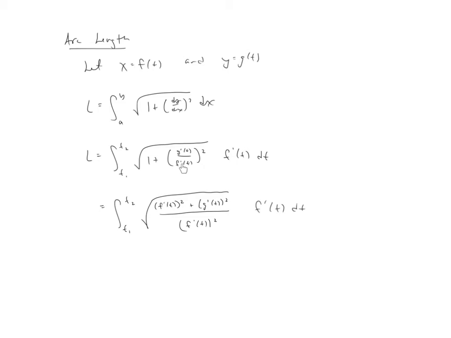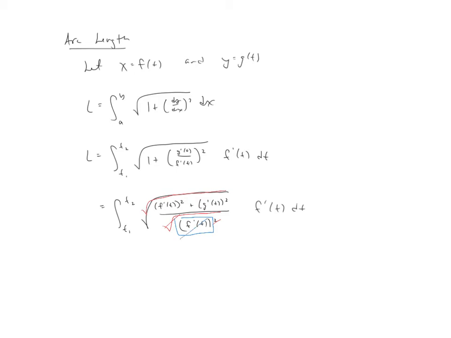So I just created an LCD here and combined these two terms. Then I'm going to go ahead and separately view this as a radical in the numerator and a radical in the denominator. And you can see in the denominator, the square root and the squared would go away, leaving us with just, in the denominator, this f prime of t.